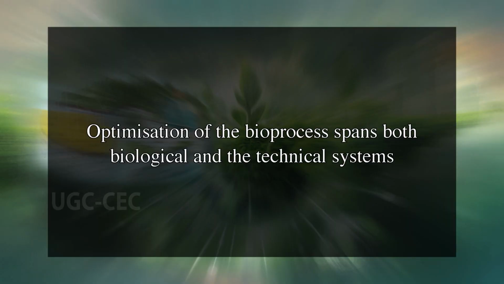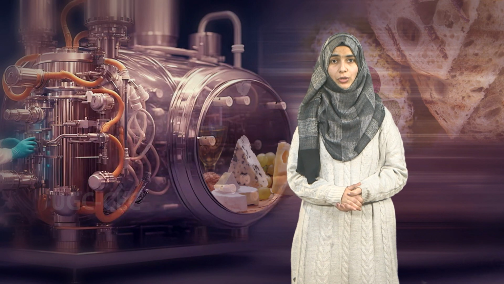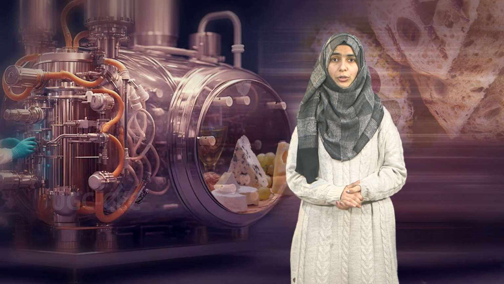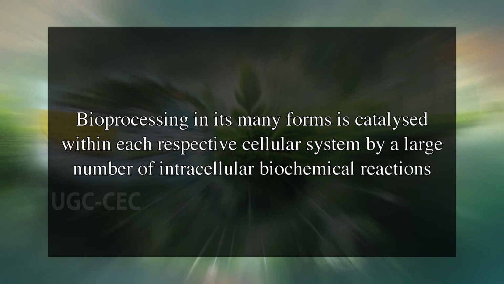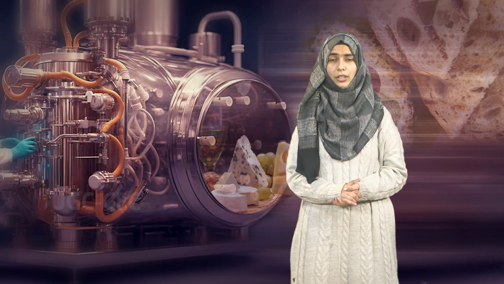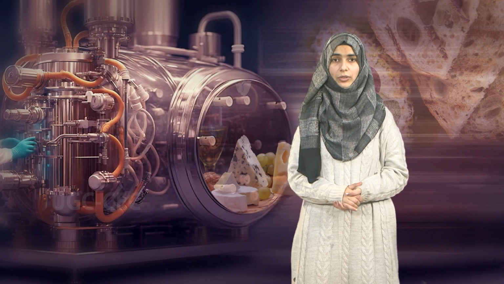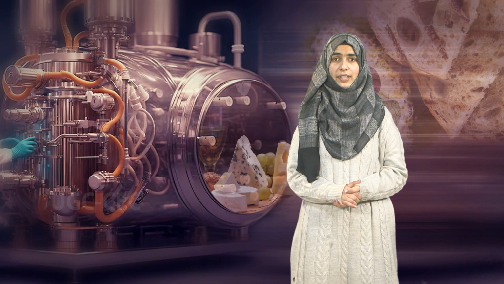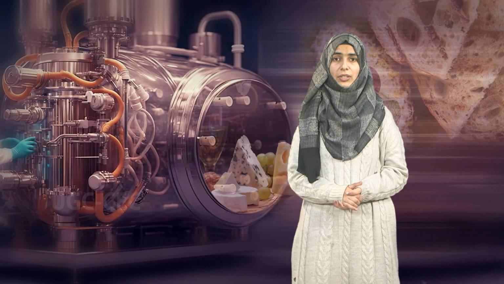Optimization of the bioprocess spans both the biological and the technical systems. The proper exploitation of an organism's potential to form distinct products of defined quality and in large amounts needs a detailed knowledge of the biochemical mechanisms of product formation. Bioprocessing in its many forms is catalyzed within each respective cellular system by a large number of intracellular biochemical reactions. Substrates derived from the medium are converted into primary and secondary products, intra and extracellular macromolecules, and into biomass components such as DNA, RNA, proteins, and carbohydrates. These reactions are dependent on the physical and chemical parameters that exist in their immediate environments.